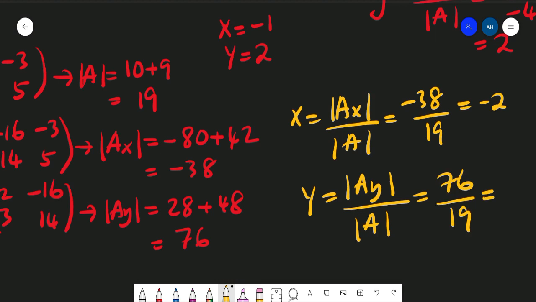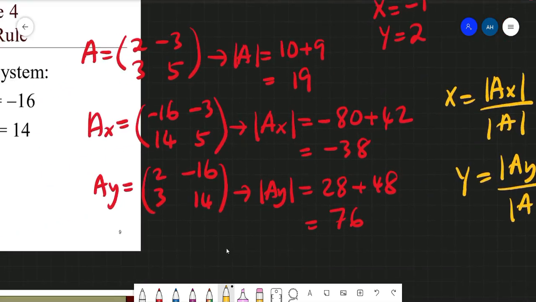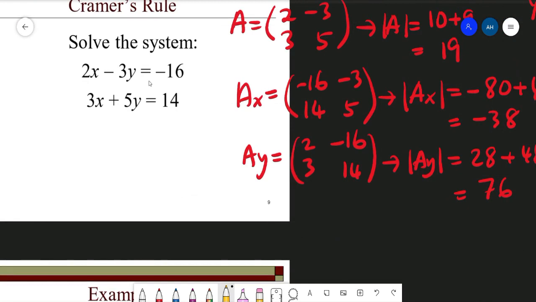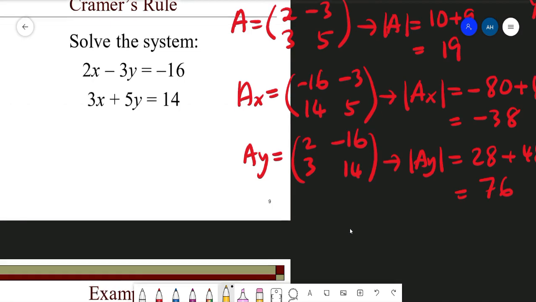Okay. Now, what is 76 divided by 19? 76 divided by 19 is equal to 4. Okay, there you have it. The value for x is negative 2, and the value for y is equal to 4. All right. We can always check the answer and substitute in equation number 1 and equation number 2. We can check whether it is equal to the right hand side or not.